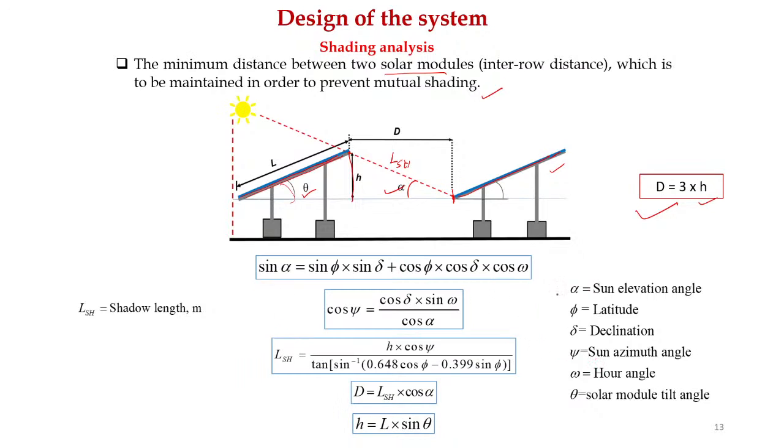So if you are interested in a very precise calculation, please follow this calculation. Otherwise you can straight away follow this thumb rule: the distance between these two collectors should be 3 times the height of the collector. Okay, so I hope you are okay with this reply.